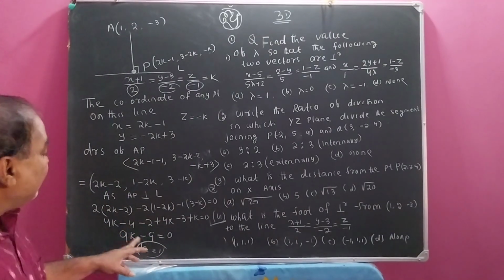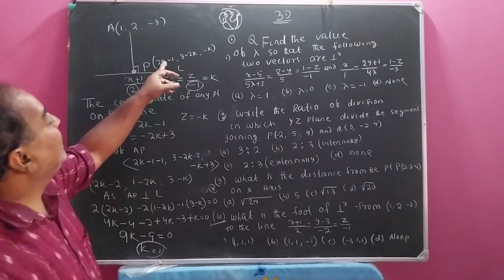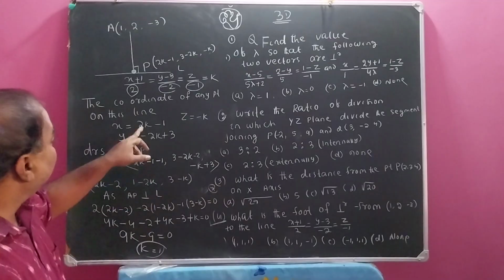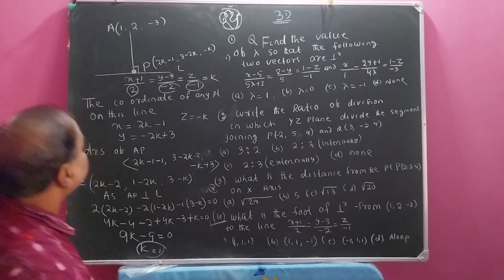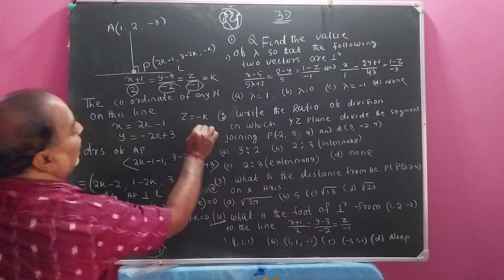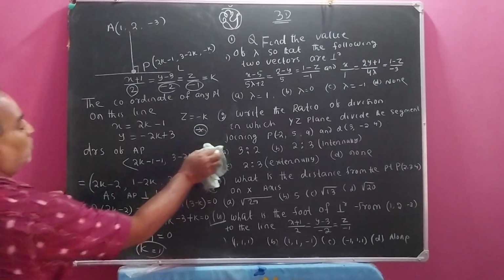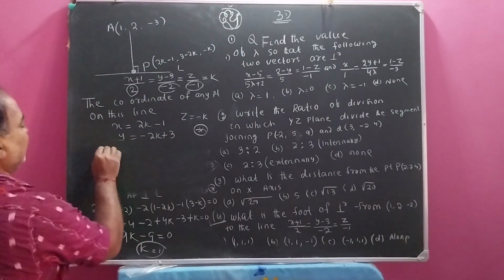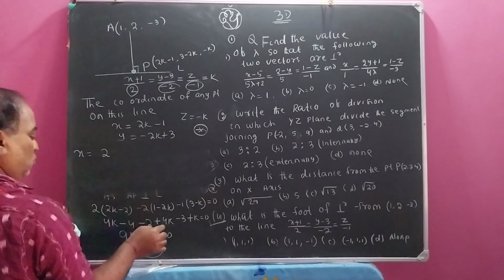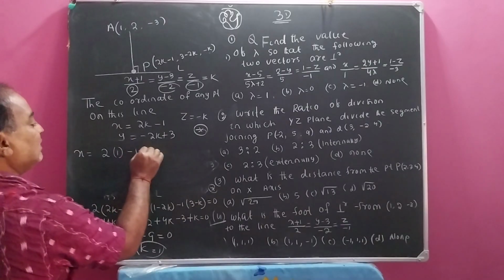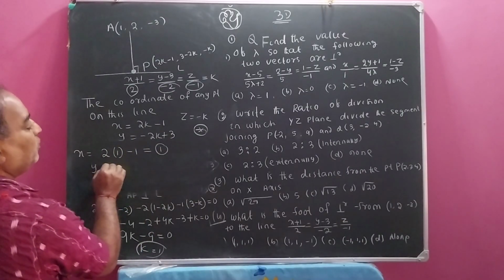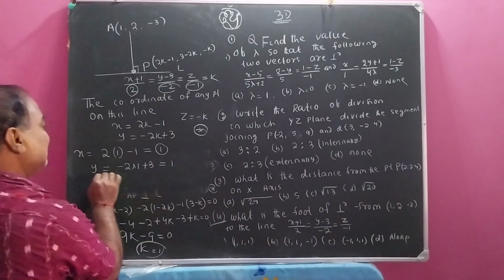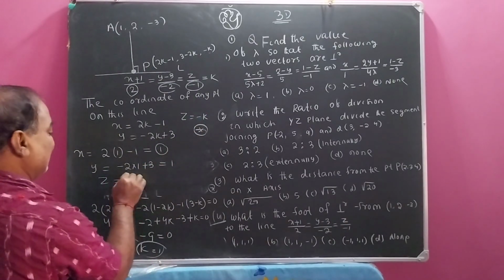So when k is found, putting the value of k here, we get the coordinate of x, y, z. So write down, putting the value of k in star. So x is equal to 2 into 1 minus 1, that is 1. Y is equal to minus 2 into 1 plus 3, that is also 1. Z is equal to minus k, that is minus 1.